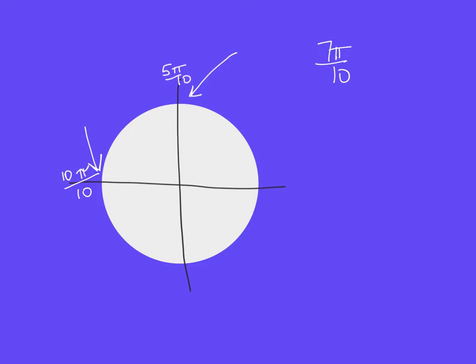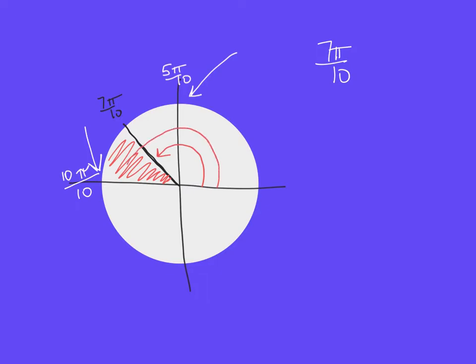Okay, so if that's 5 pi over 10 at the top, and 10 pi over 10 is over here on the left, doesn't it kind of make sense that the 7 pi over 10 would have to be somewhere in the middle? Now this is not exact, I know it's not exact. I just want some sort of a picture of 7 pi over 10, because now I know that this is the reference angle. That's what I need to find out. And I know that from this spot to here is 7 pi over 10.